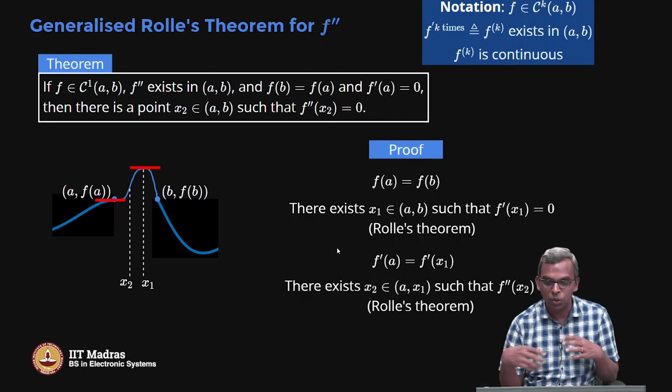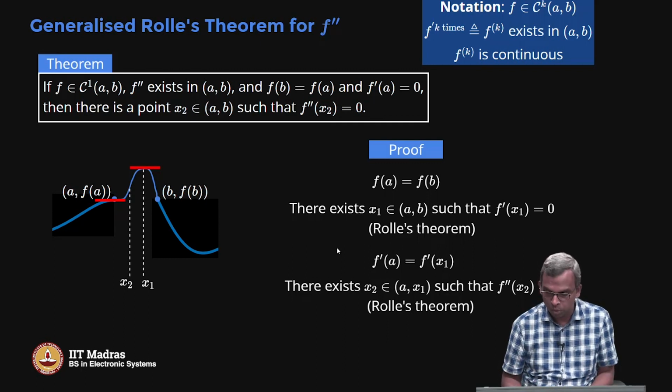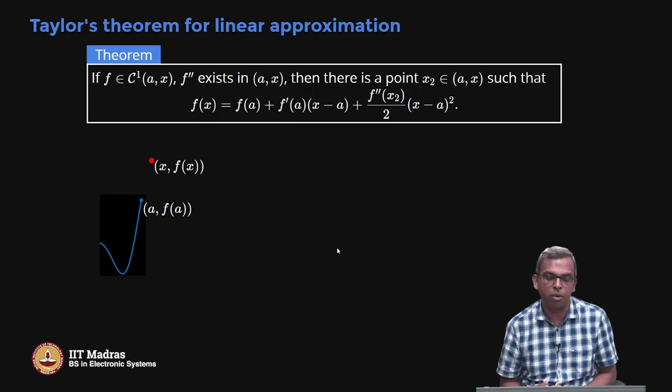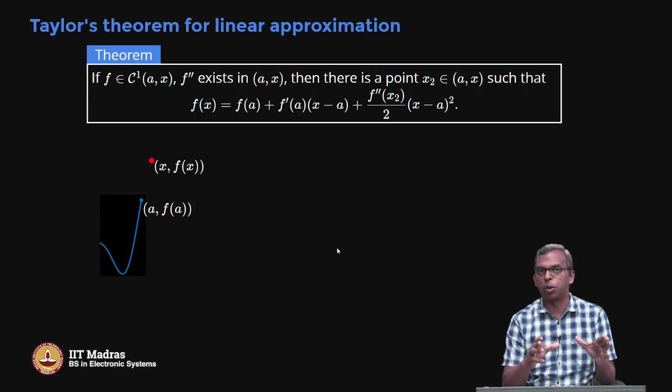So now we're going to use this to get a slightly more complicated mean value theorem, which is useful for linear approximations, for bounding the error of linear approximations. So how do we do this? Here is Taylor's theorem. It's a form of Taylor's theorem, but this is a version which is useful only for linear approximations.